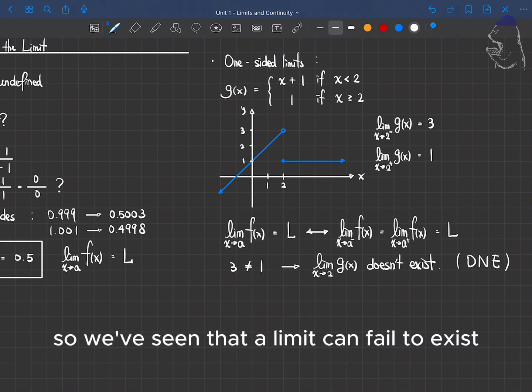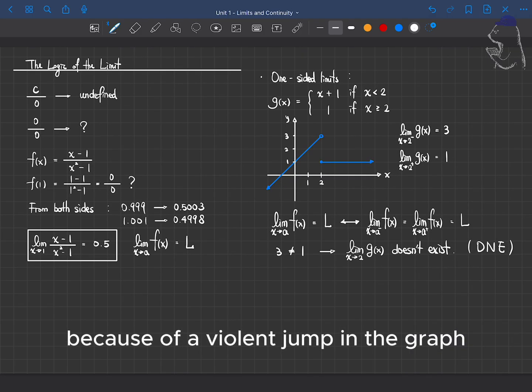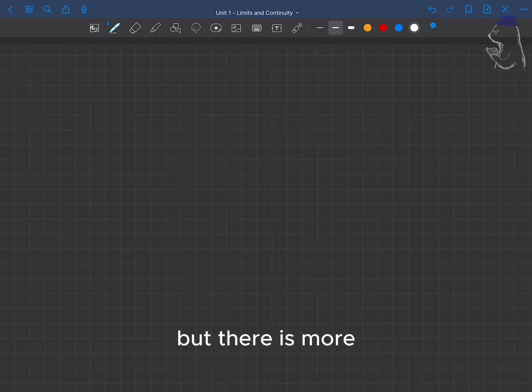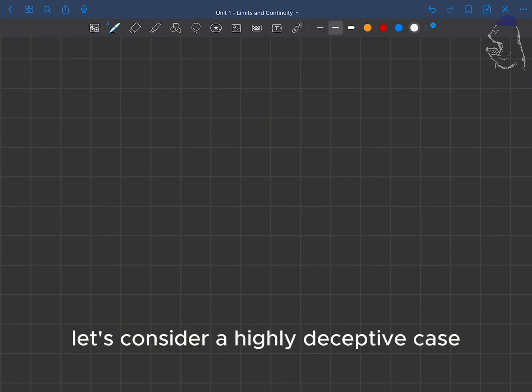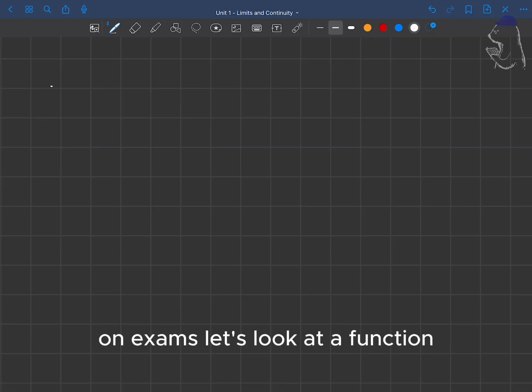So, we've seen that a limit can fail to exist because of a violent jump in the graph. But there is more. Let's consider a highly deceptive case that routinely traps students on exams.